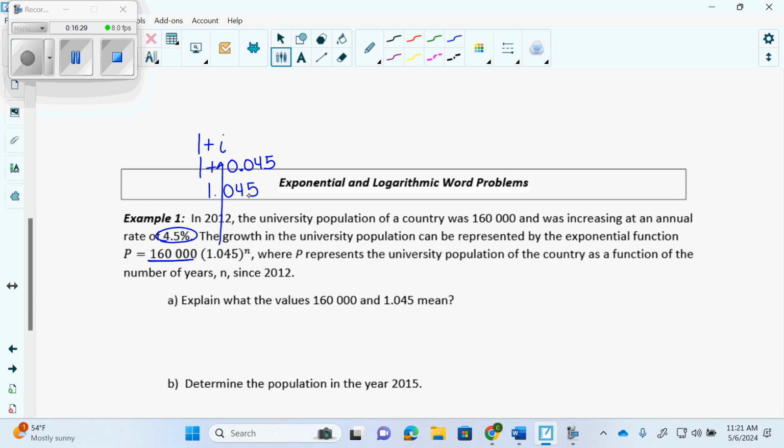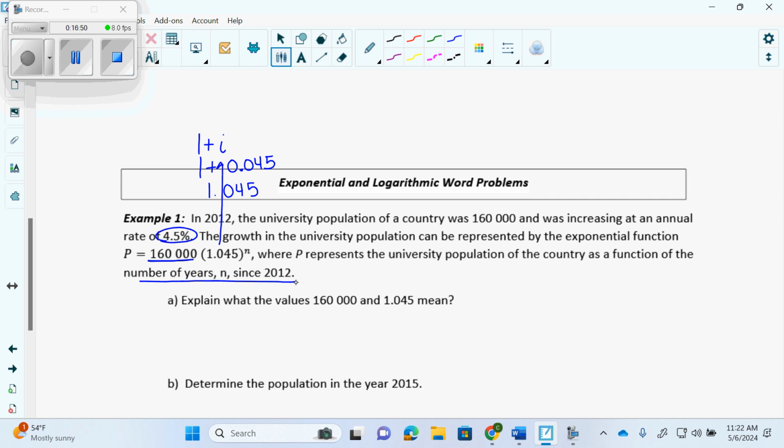Where P represents the university population of the country as a function of the number of years since 2012. So N is the number of years since 2012. So if I did 2012, N would be 0. If I did 2013, N would be 1. 2014, N would be 2. Right? Nothing crazy. And population is people. So there you go. All right.